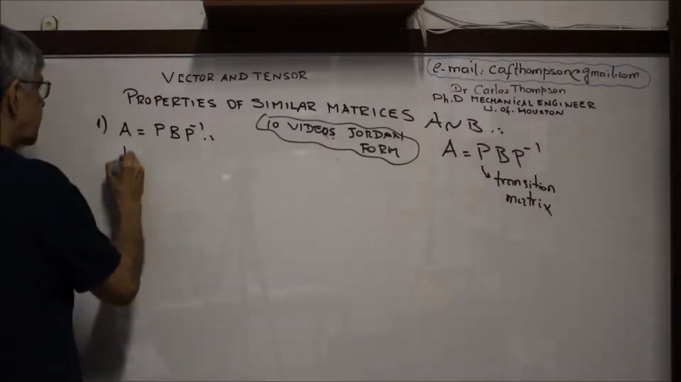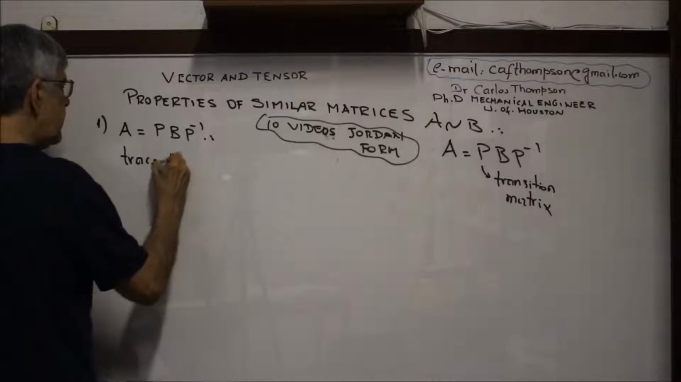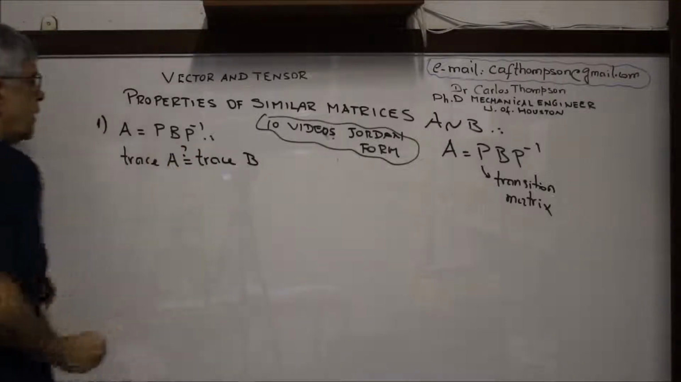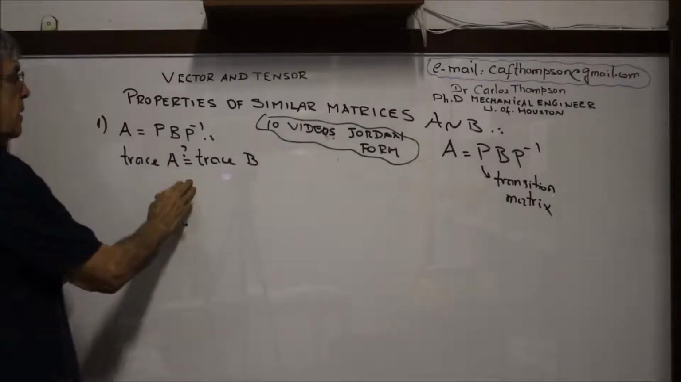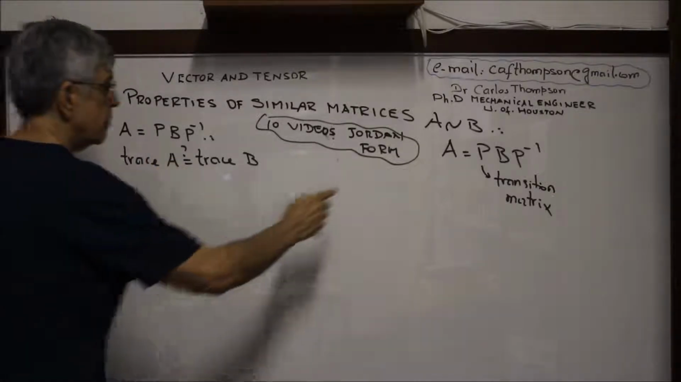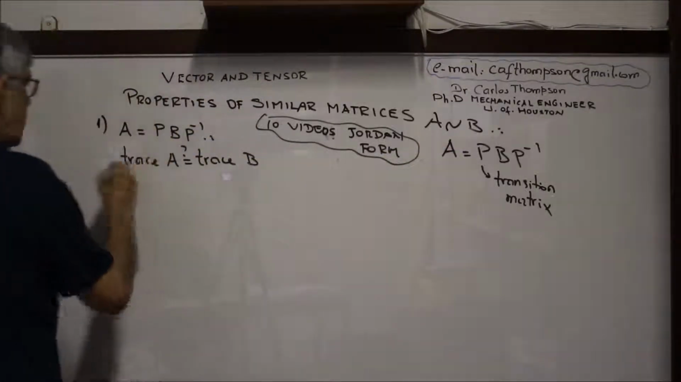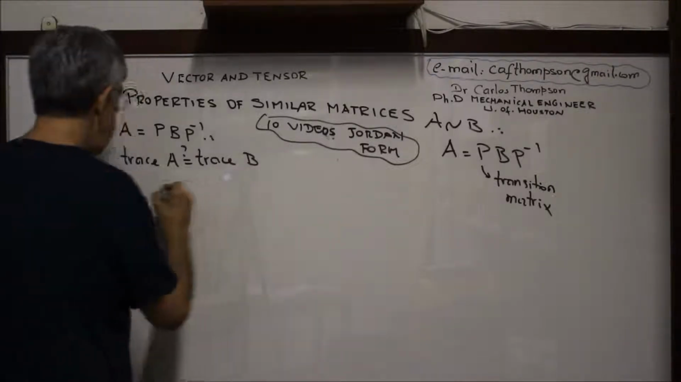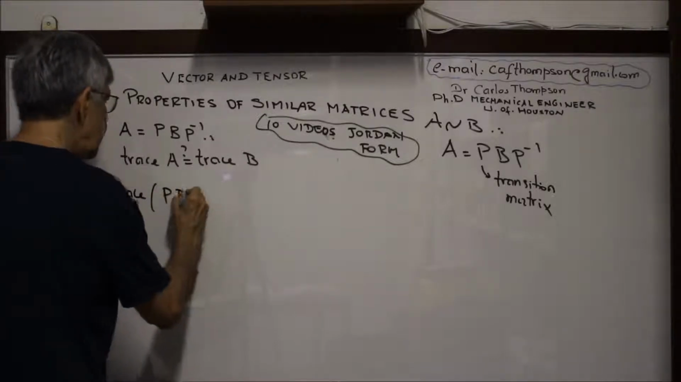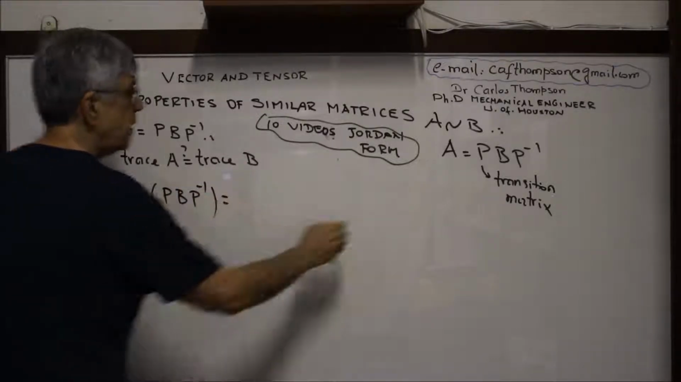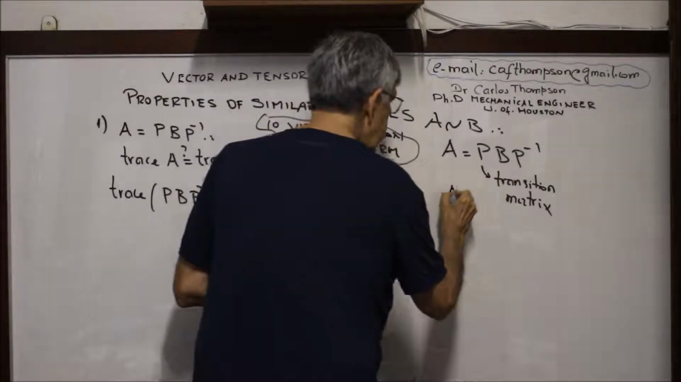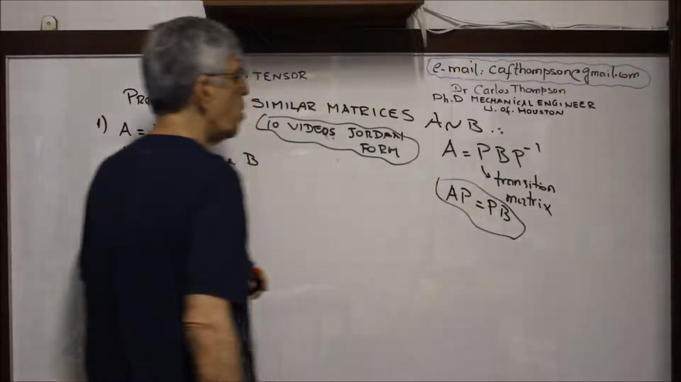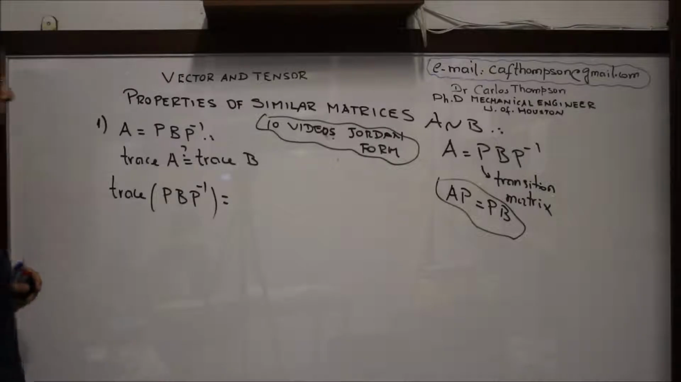The first property is trace of A is equal to trace of B. Let's show that. A and B must be similar matrices, okay? Now, look, let's substitute here. Trace of, what is A? A is P B P minus 1. See, this A, AP is equal to PB. We got this, okay, before, on the last lecture, last video.